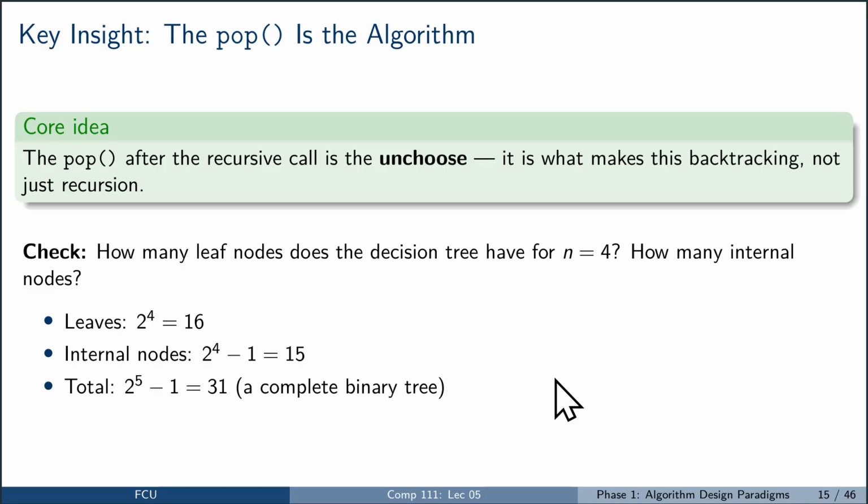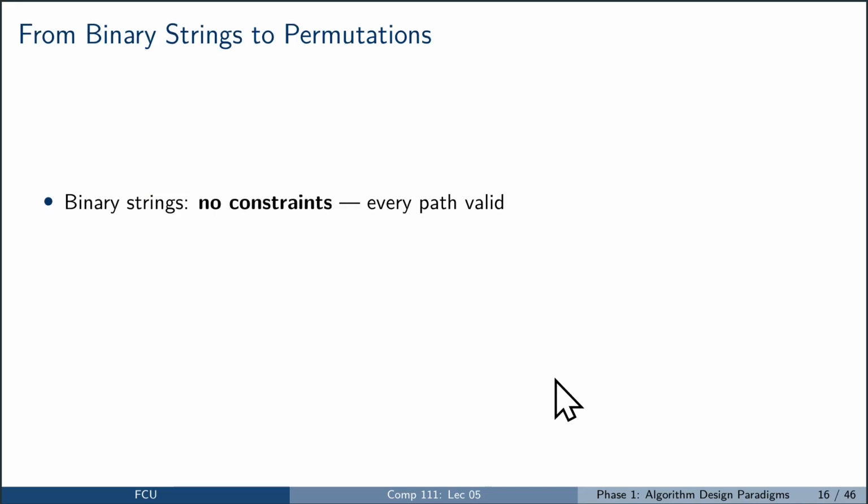Binary strings had 0 constraints. We just picked these choices without any afterthought. Every path is valid. What happens when we add one rule? Each element can appear at most once. Now add one rule, and that is that each element can appear at most once. So one line of code, and that's all that changes. It's pretty anticlimactic, but that's the whole point.